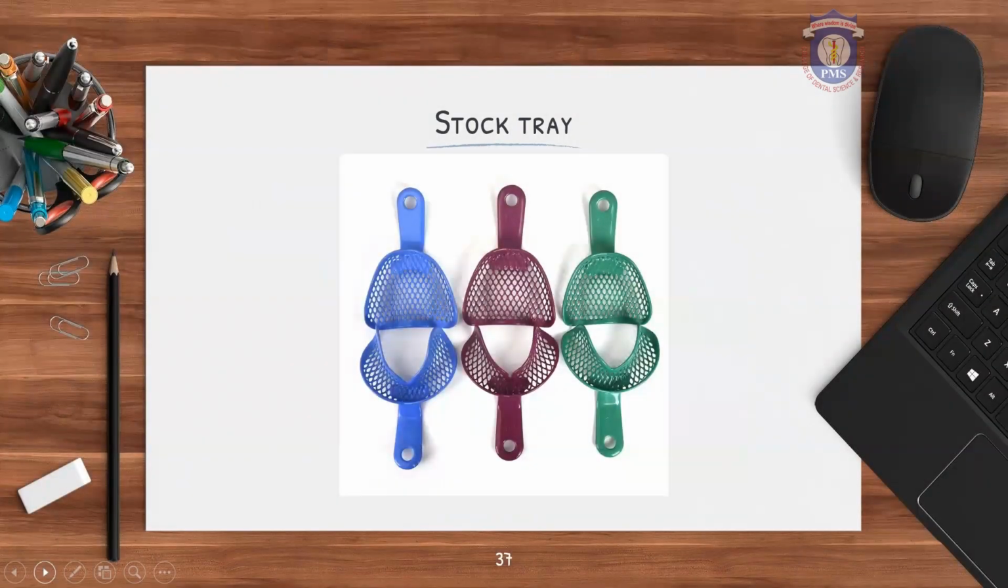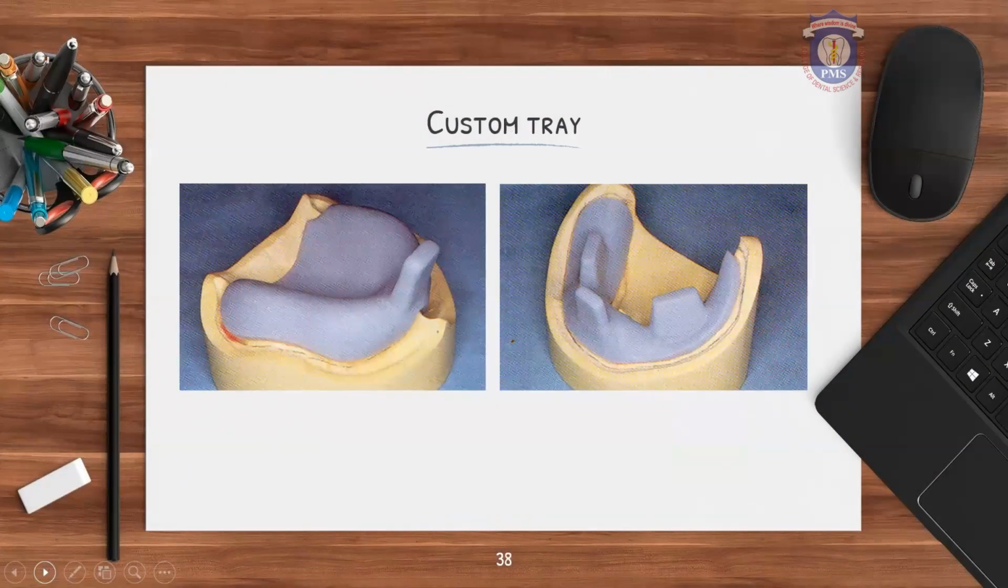Stock trays are also available in plastic forms. Plastic trays are available. Custom trays are used for making secondary impressions. The materials used here are cold cure acrylic or shellac base plate or a combination of both. So these are used for fabricating custom trays or individualized trays. They are fabricated on the primary or preliminary cast.